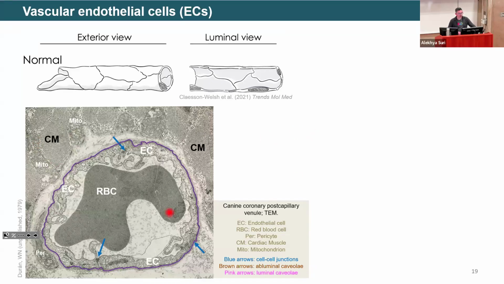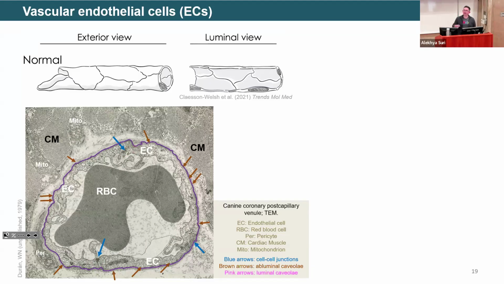And these blue arrows depict the junctions between these endothelial cells. And you see there's a junction there. There's a junction there that has a weird shape, and there's another junction there. So that's how I could tell that there are 3 endothelial cells in this section.